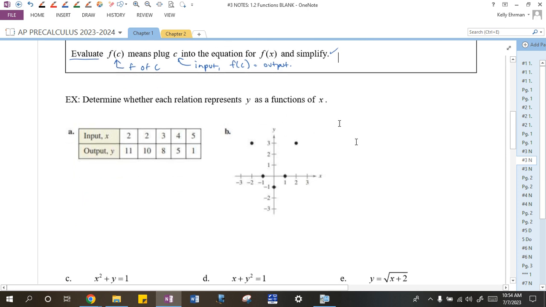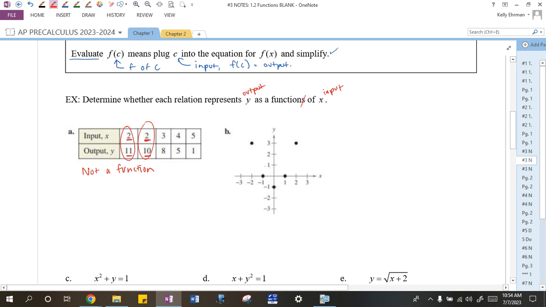Determine whether each relation represents y as a function of x. Y as a function of x just means x is the input, y is the output. Does it follow the one output for every input rule? Okay, so right here I'm seeing that we have an input of 2 listed out twice in the table, and it's mapped to 2 different output values. So this is not a function.